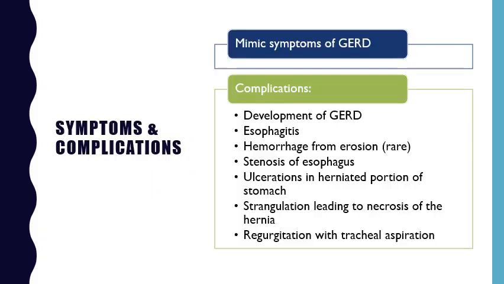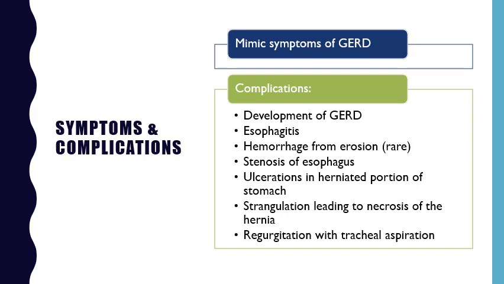Some symptoms and complications. Hiatal hernias very much mimic the symptoms of GERD, and it can actually lead to a patient developing GERD and getting those same complications as what a patient with GERD has. So they're even treated very similar. We can have esophagitis, that inflammation of the esophagus. We can get a hemorrhage from an ulcer erosion, which is very rare. Stenosis or stricture of the esophagus.